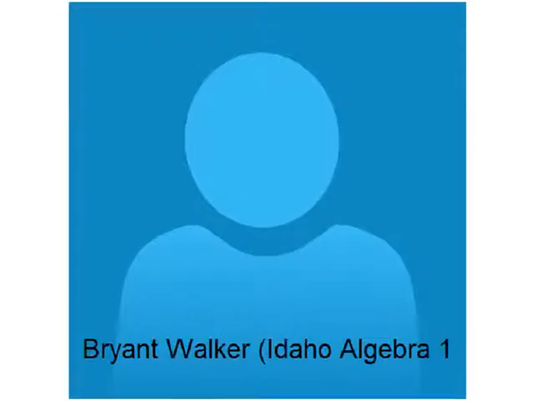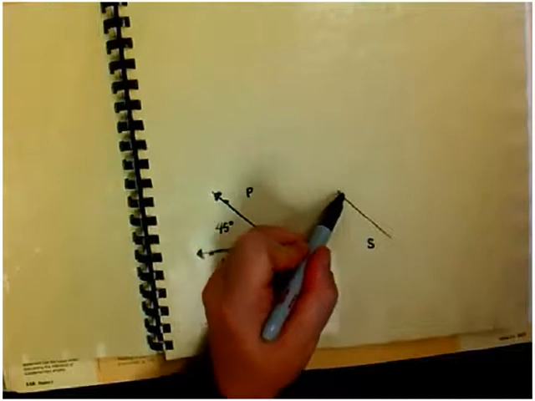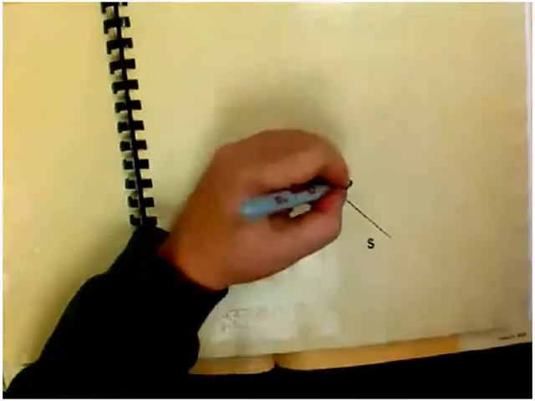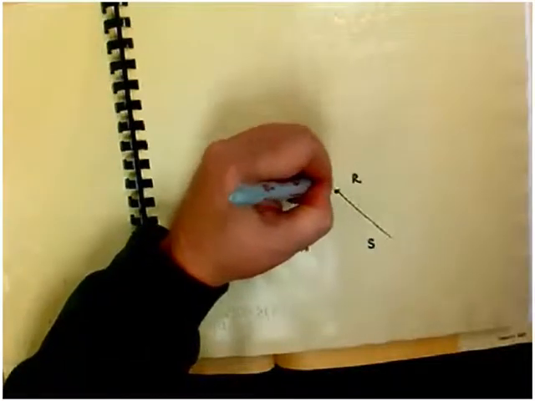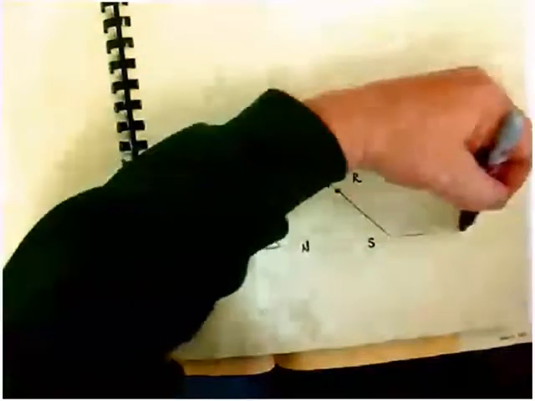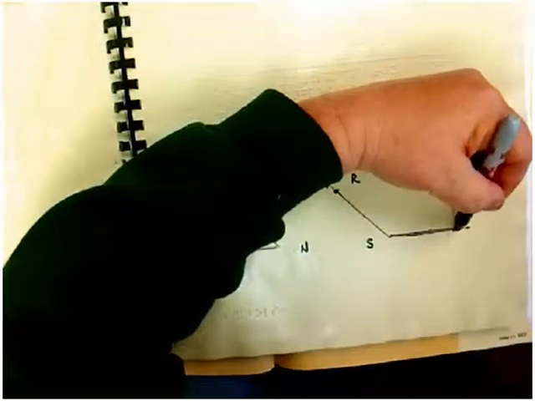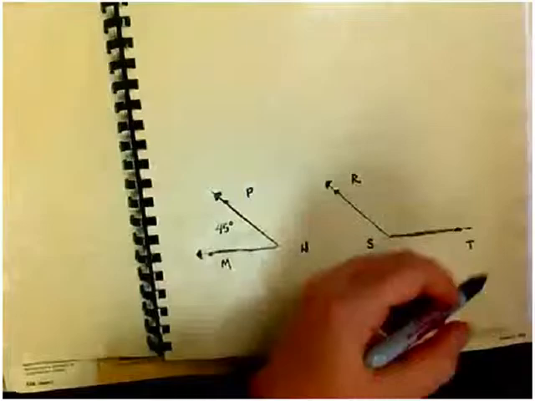And if we go up through about the 10 o'clock position, you go through point R. We have SR, ray SR. Go back to your vertex S and go through about 3 o'clock. And we go through point T. We have ray ST.